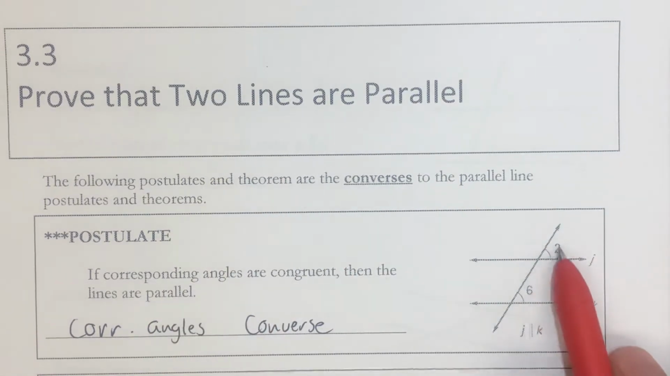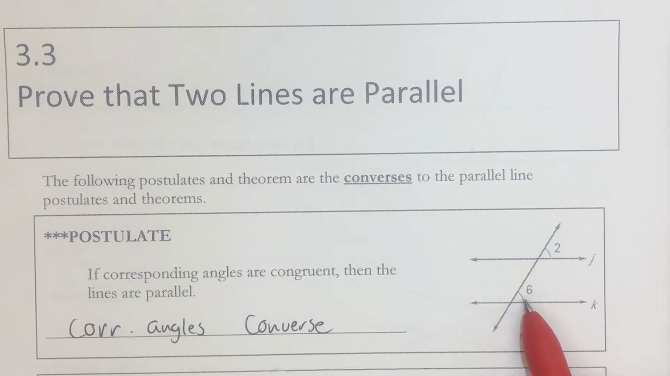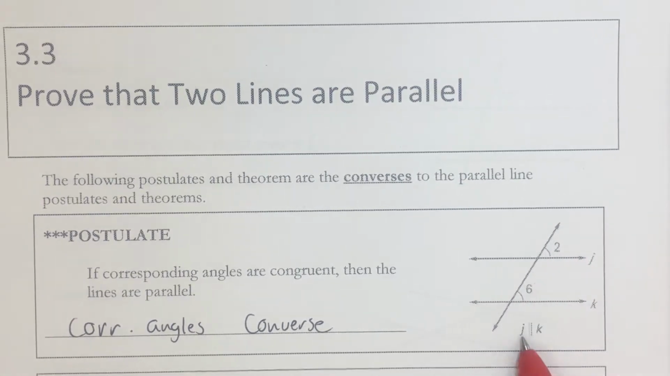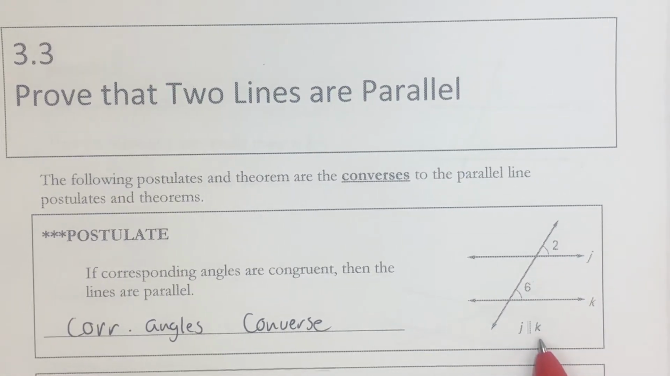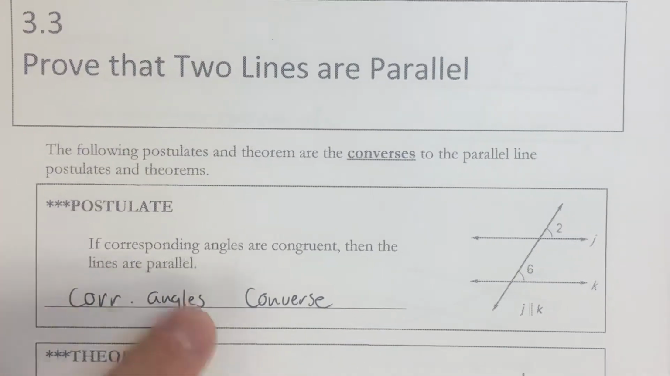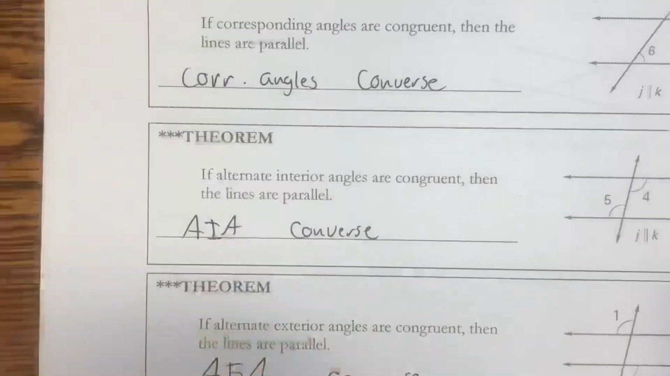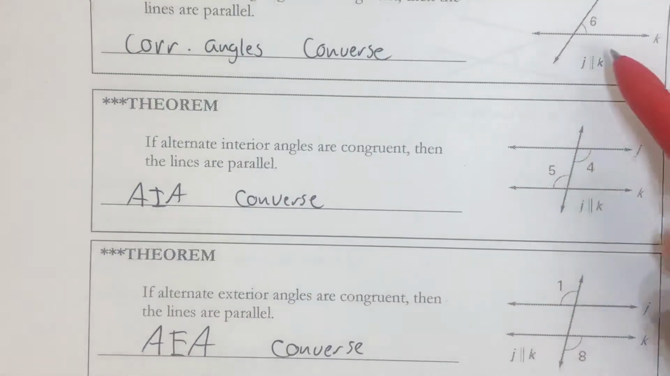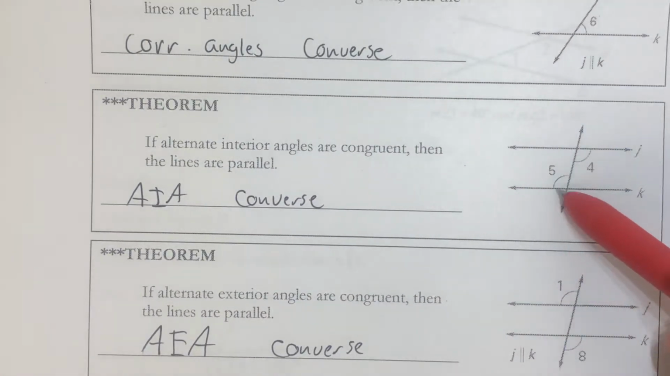So since angle 2 is congruent to angle 6, those are corresponding angles. That means that line J has to be parallel to line K. All right, so that's the corresponding angles converse. In a similar manner, if two lines are cut by a transversal and the alternate interior angles are congruent, then the lines are parallel.